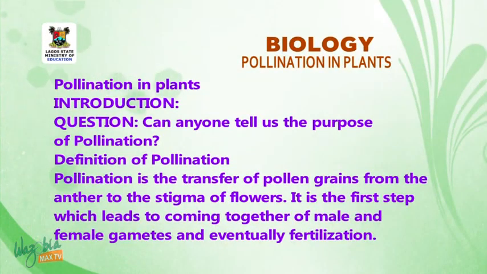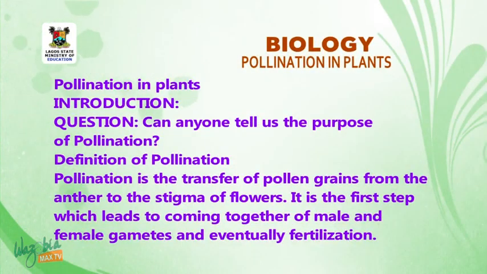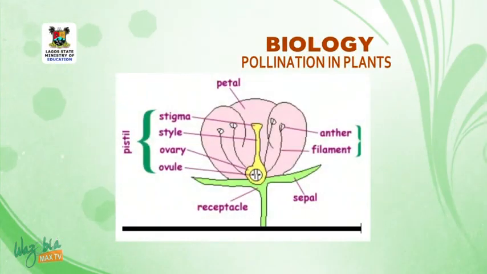Now, what is pollination? Definition of pollination. Pollination is the transfer of pollen grains from the anther to the stigma of a flower. It is the first step which leads to the coming together of male and female gametes and eventually fertilization. Look at the picture, take note of the anther and the stigma.